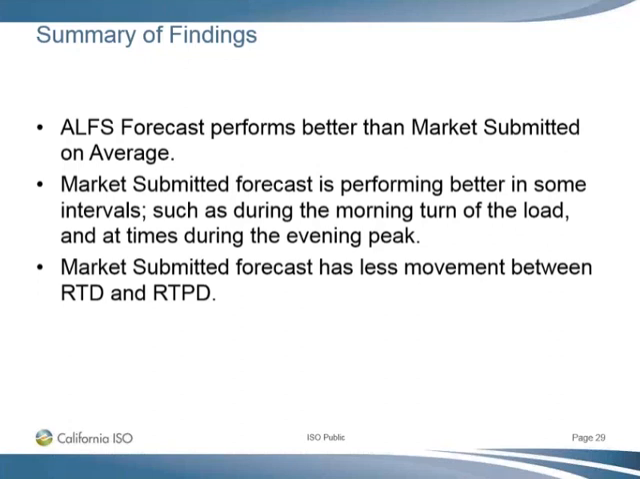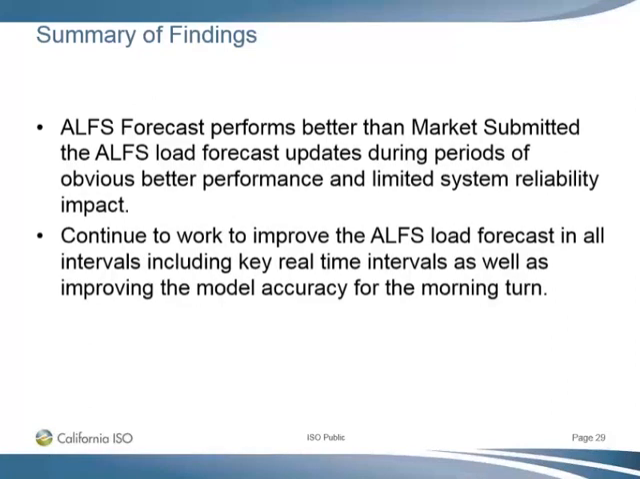The market submitted forecast has less movement between RTD and RTPD, or even between the different RTD and RTPD runs. That was something that was found when looking at the flexible ramp requirements, but that's also something that you can kind of see, not as explicitly, when you're looking at the error, because if you look at the two different ELF intervals, you can see the error change between 15 minutes out and 10 minutes out and 35 minutes out and 30 minutes out, which is indicating that there is movement in that forecast. So that forecast does move around a little bit more.